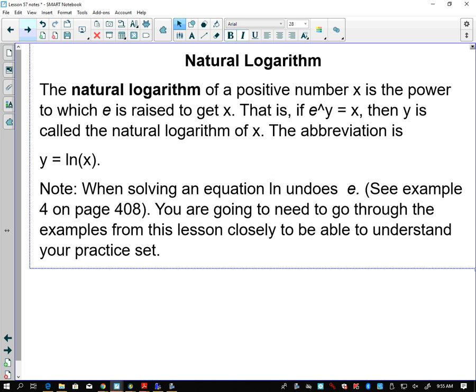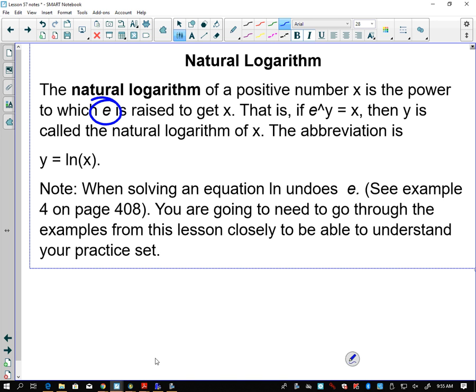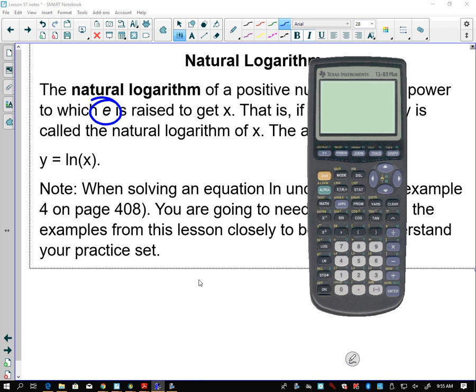Okay, now we're going to get into something called natural logarithm. The natural logarithm of a positive number x is the power to which e, and you can find e in your calculator. Everybody in here got a graphing calculator they can look at. Let me pull one up on the board so you can see it, and I can make note of it there too. You're going to see down here towards the bottom left.